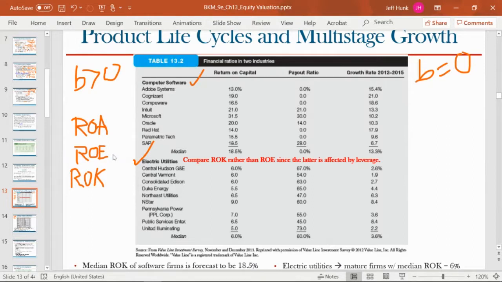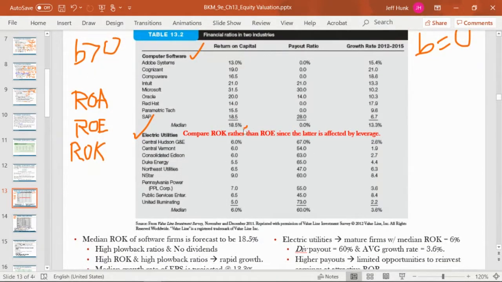Now, think about it. Return on equity cannot be the measure of the overall total assets performance. Total assets performance is measured by return on assets, but the difference between return on assets and return on capital is that capital means only long-term capital. In other words, equity and long-term debt, not the short-term debt. So the better measure of the productivity of the capital is return on capital. But look at the computer software industry. Their median, the middle value, return on capital is 18.5%, and their median dividend payout ratio is 0.